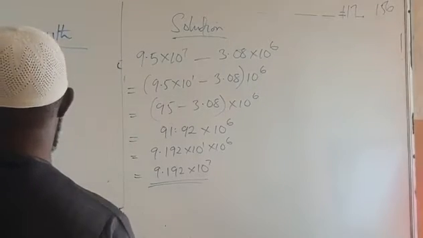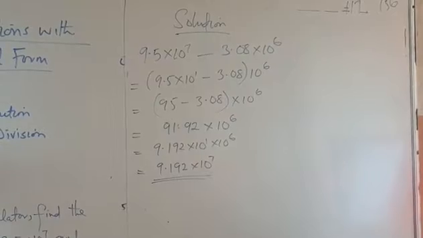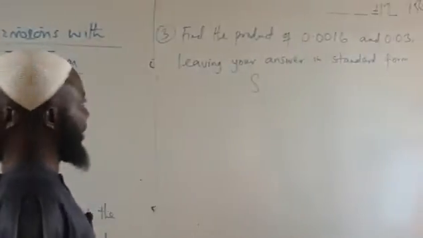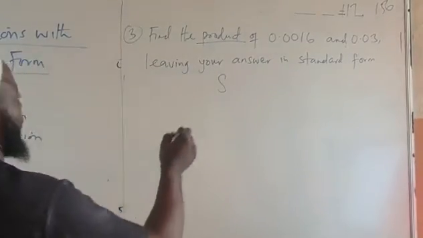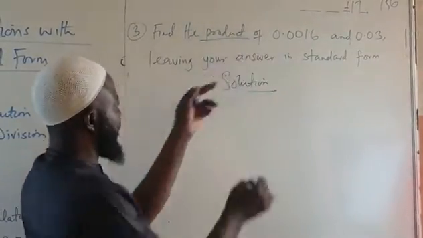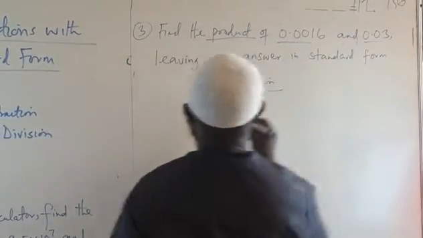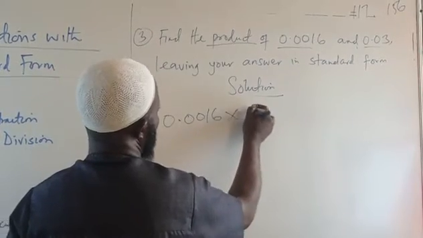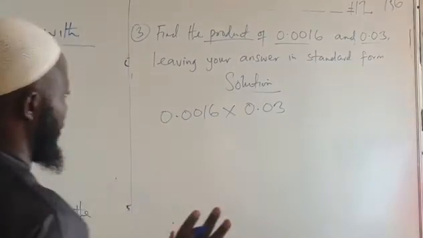So move to, I've talked about addition and subtraction. It remains multiplication and division, then square roots. This is the third example, and this one is under products, that is multiplication. So here, you have to find the product of this number and this number. That means you have to find 0.0016 multiplied by 0.03. We're not going to use calculator here.